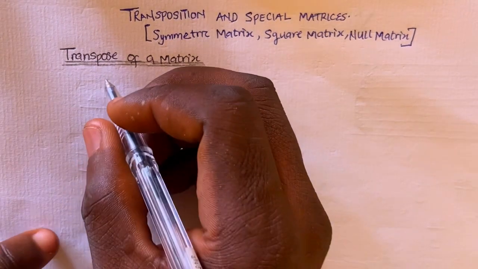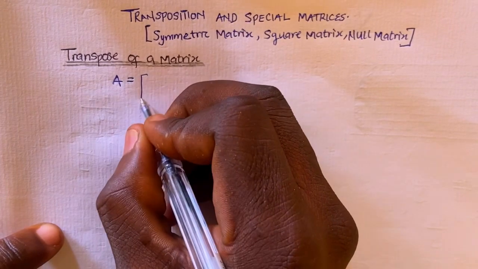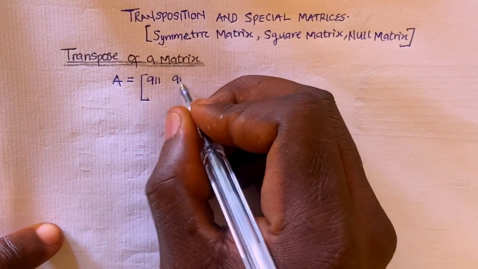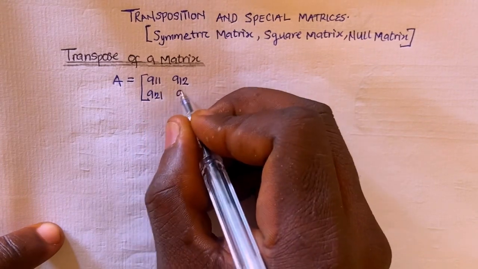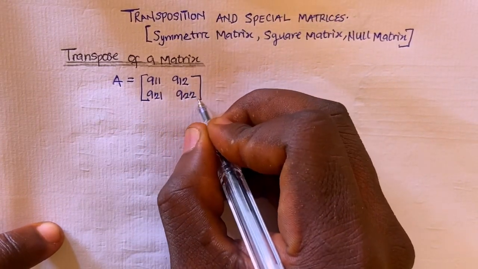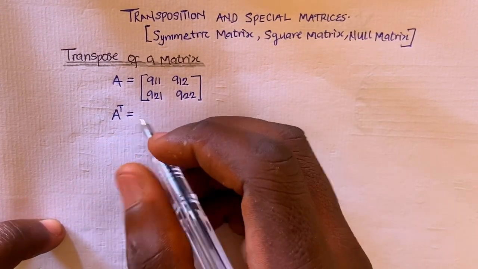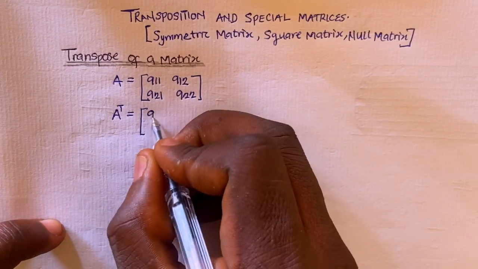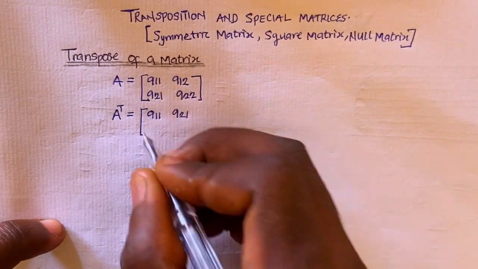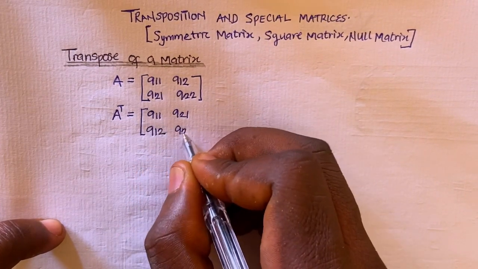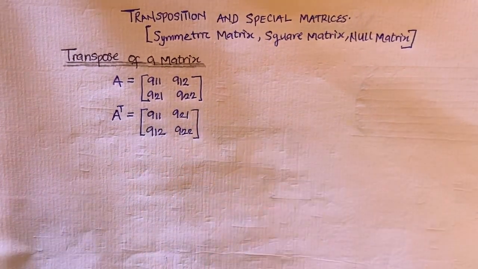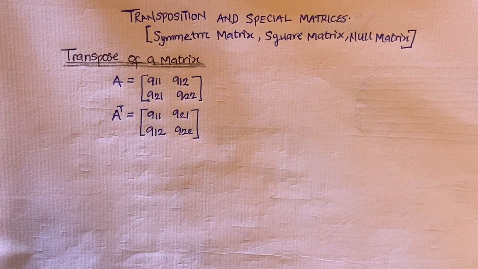Suppose you have matrix A equal to A11 and A12, then A21 and A22, right? In this case, you are asked to find A transpose. Transpose now, I can simply write this as A11 and A21, and this as A12 and A22. In this case, what I simply did is that I replaced the row with the column and the column with the row. Right? So it actually indicates the transpose of a matrix.